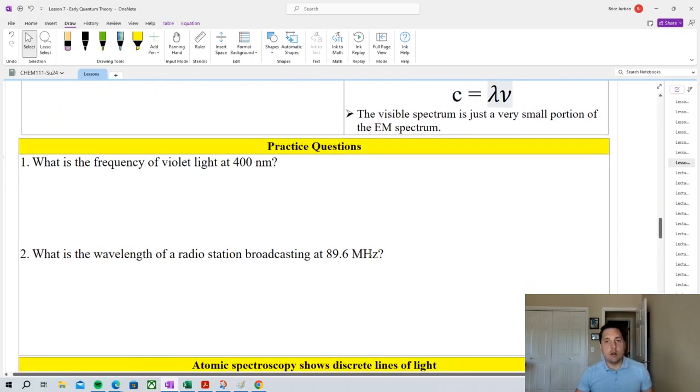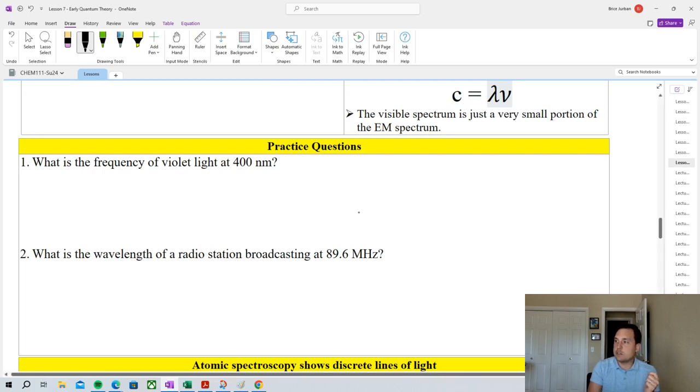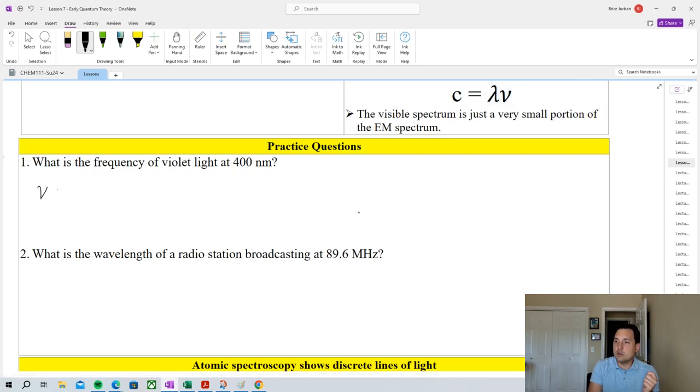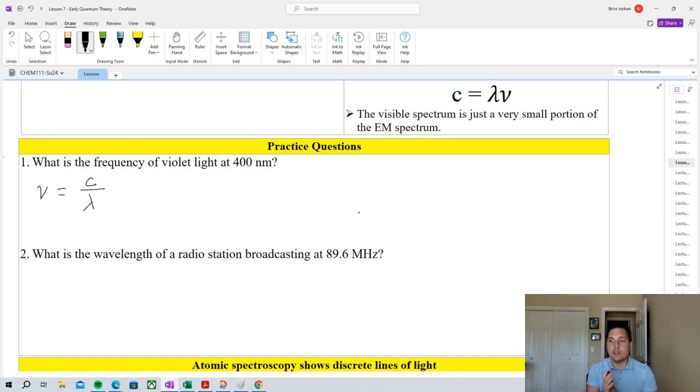And one thing to note is that we always need to convert our prefixes back to the base units whenever we use an equation. So if I want to find the frequency of a violet light, that is 400 nanometers, we need to first convert it into meters, and then we can apply that equation. So let's start by writing the equation that we need. So if we have speed of light equals lambda times nu, we want to find nu. I can divide both sides by lambda to get that the frequency is equal to the speed of light divided by the wavelength.